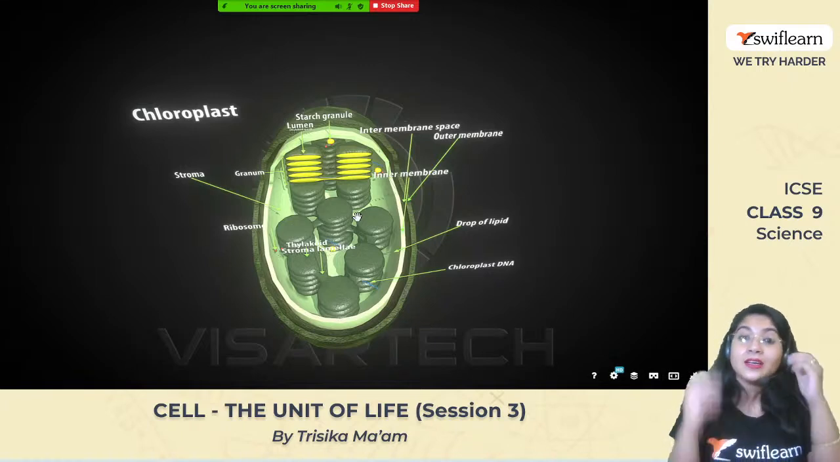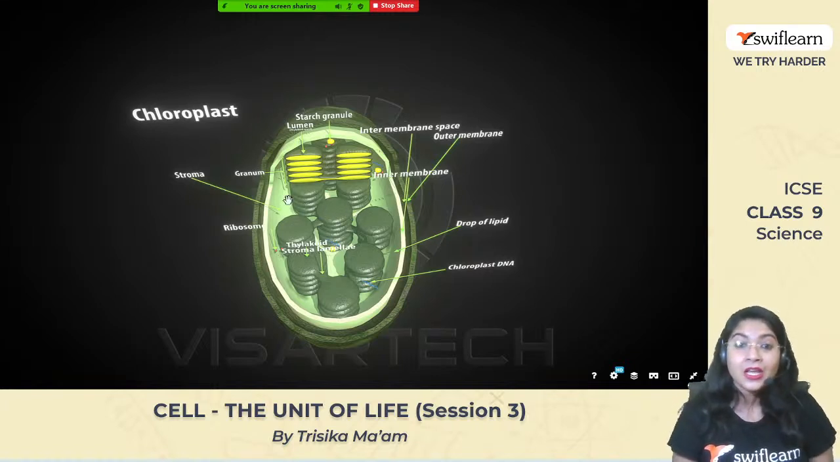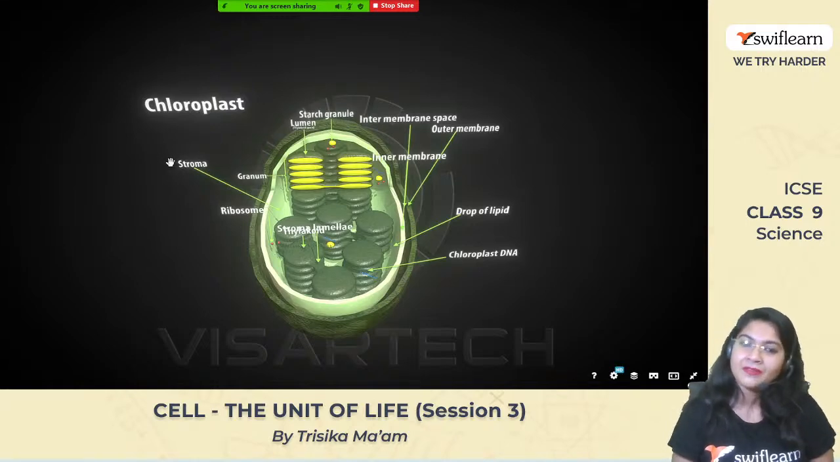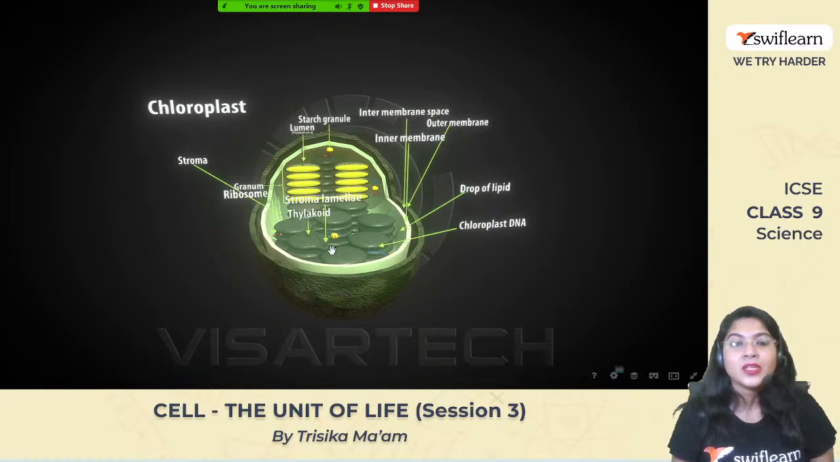Stroma is the matrix which is present within this chloroplast. Can you see the fluid-like structure, the light green color, within the chloroplast? This is known as the stroma. Now there are the stroma lamellae. You can see over here there are different connections between the grana, and these connections are known as the stroma lamellae.